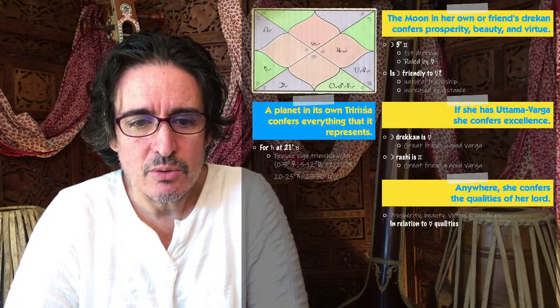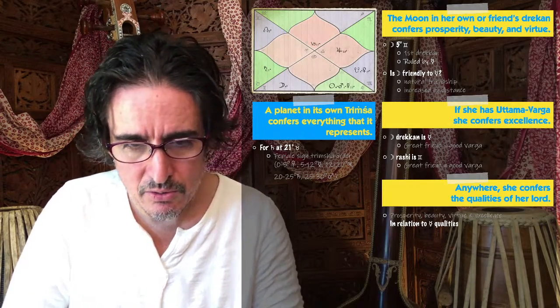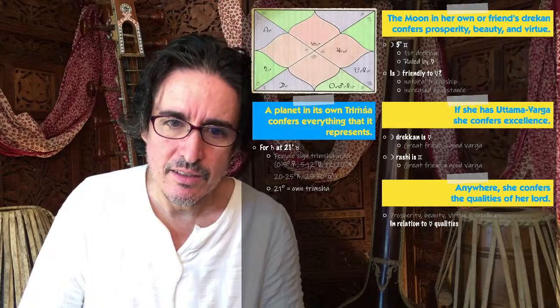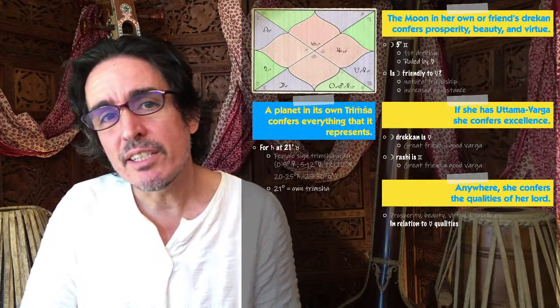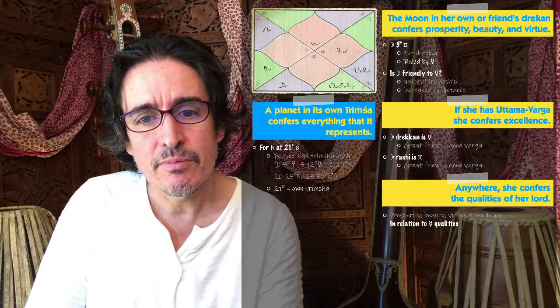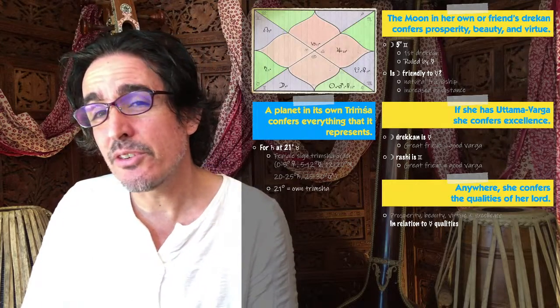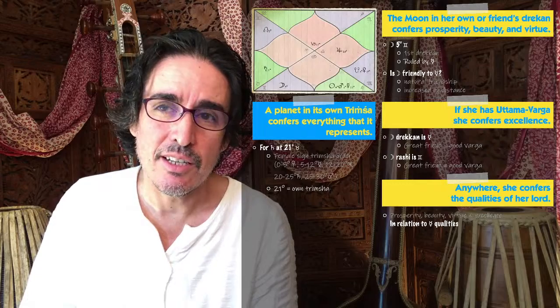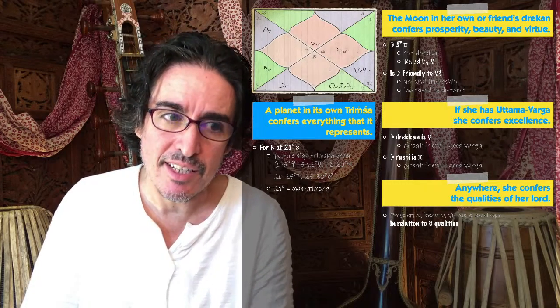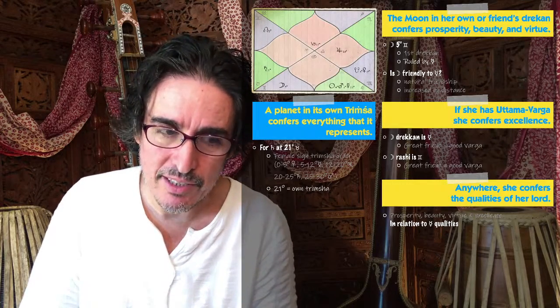All right, Saturn at 21 degrees is in its own Trimsha. So that should confer everything it represents. So what does that mean? Longevity, tenacity, not giving up. Dirtiness. What would dirtiness mean in a good way? Not afraid to get dirty, not afraid to get your hands dirty, not afraid to get down to business, not afraid to get to work.